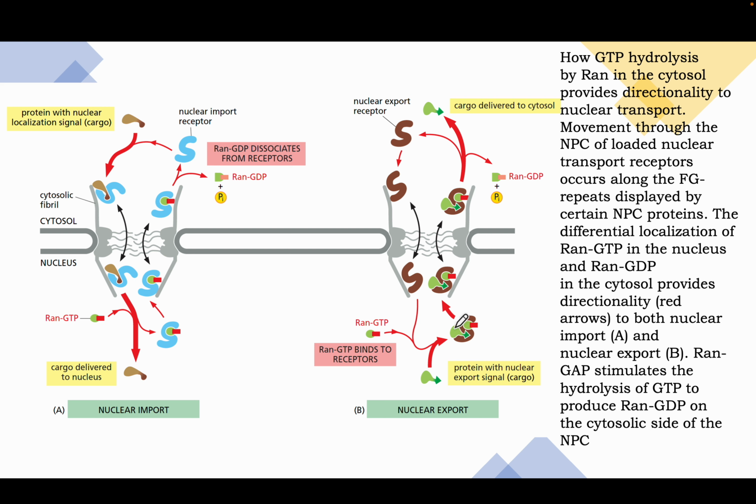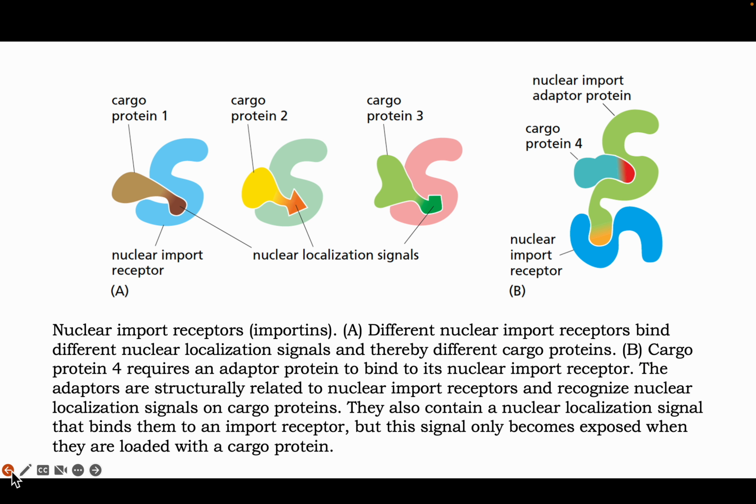Also, in the case of export, the cargo has to be exported from the nucleus. RAN GTP will bind with it, then go outside, and then the cargo will be delivered. When the GTPase acts and forms RAN GDP plus phosphate, the nuclear export receptor will be free, and then it will be recycled back to the nucleus again. So this is how nuclear localization works.